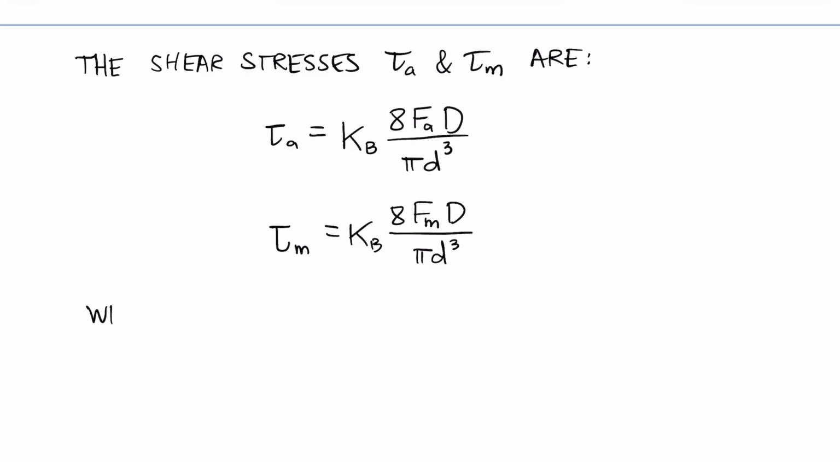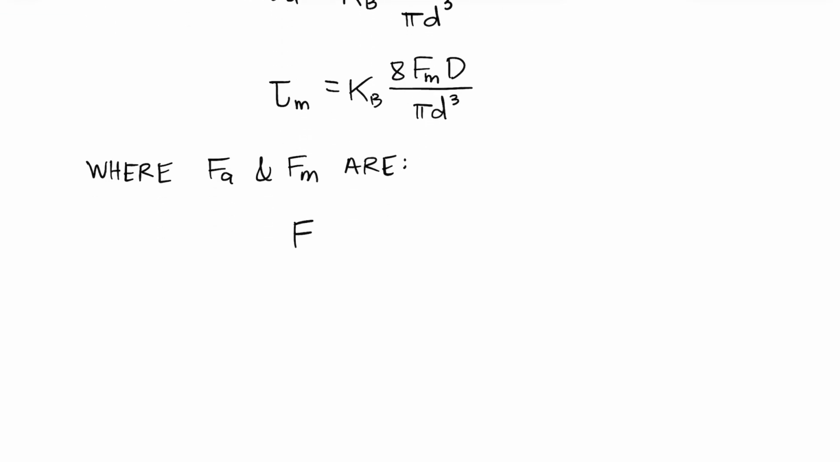And our alternating and mean forces can be calculated if you're given just a maximum and a minimum force. You can calculate your alternating force as F max minus F min divided by 2, and your mean force is F max plus F min divided by 2.